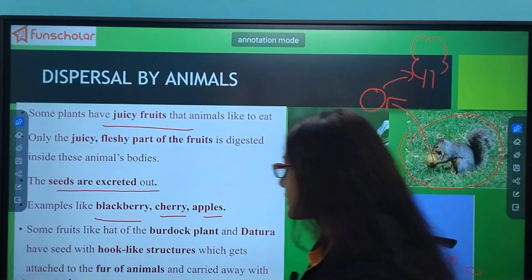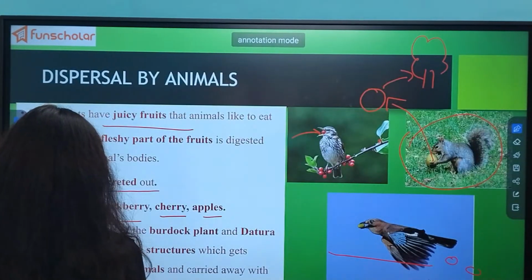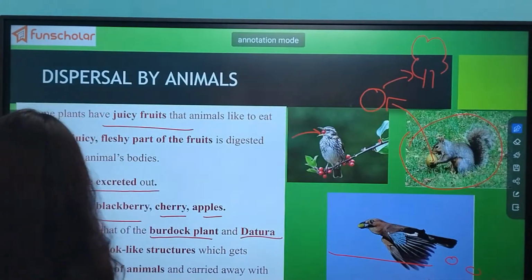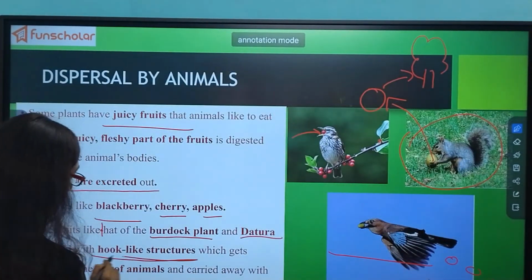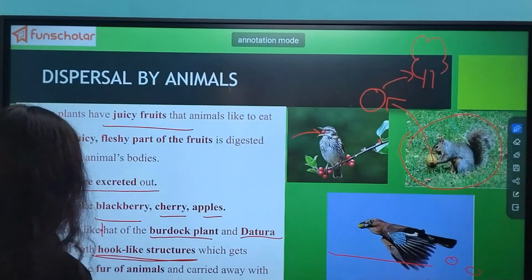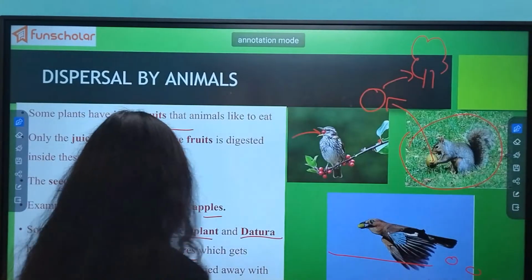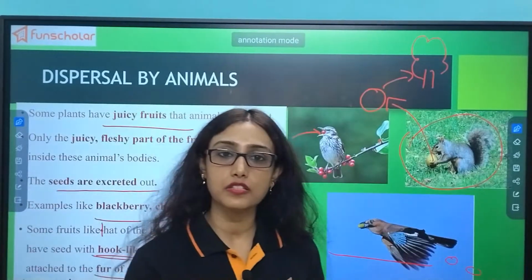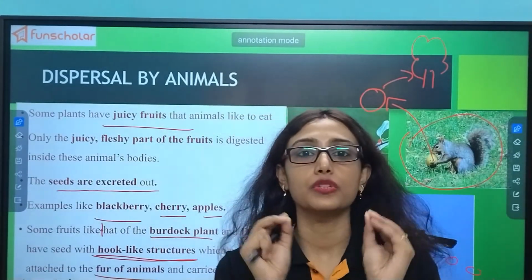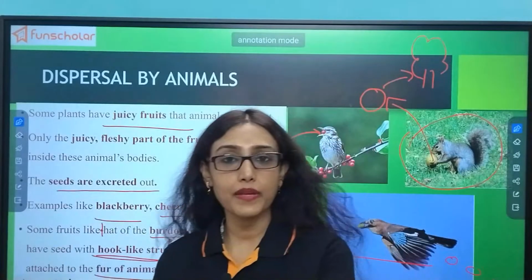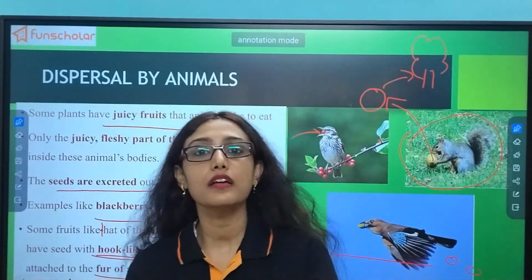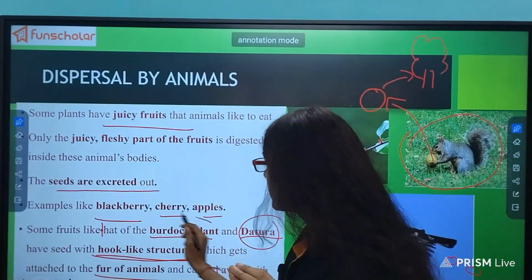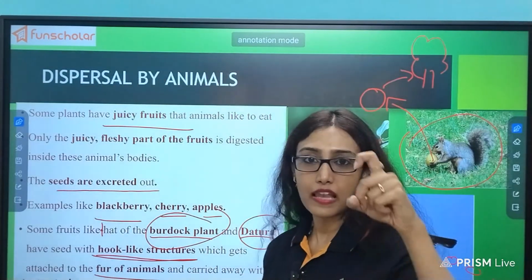Some fruits like that of the burdock plant and dhatura have seeds with hook-like structures which get attached to the fur of the animals and are carried away with the animals. Just like how pollen grains are transmitted, they get attached to the animal and are transmitted from the stamen to the stigma. In a similar way, there are some fruits of dhatura and burdock plant. They have hook-like structures.